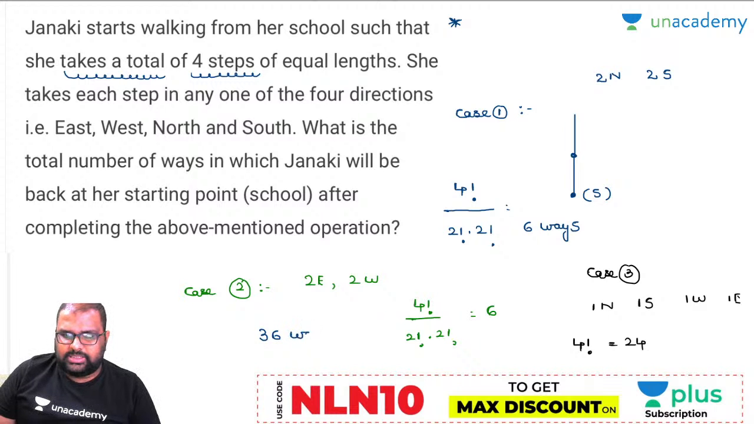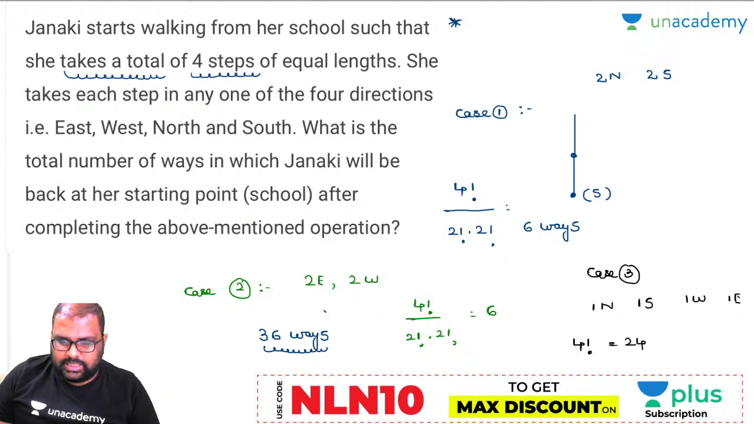In how many ways can Janaki operate this way so that she can reach the starting point again? Is this 36 ways? Yes, perfectly done. I think I am clear.